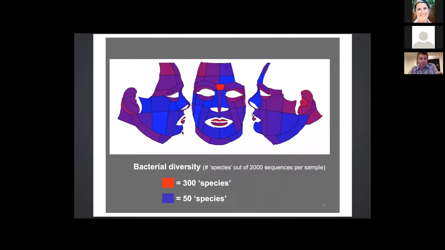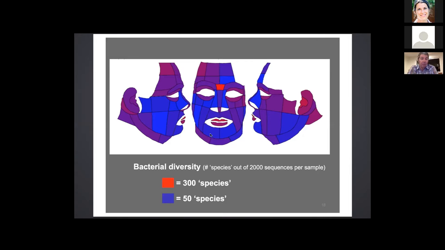And this is what we found. So this is essentially a map of bacterial diversity on his face. Red indicates higher levels of diversity. Just for scale, we're talking about 300 species of bacteria. It's a bit hard to define what a bacterial species is, so that's hence the quotes there. So about 300 species of bacteria in red, and then blue means lower diversity. This is sort of like a low diversity desert environment. We're only seeing about 50 species, but it's still pretty diverse.